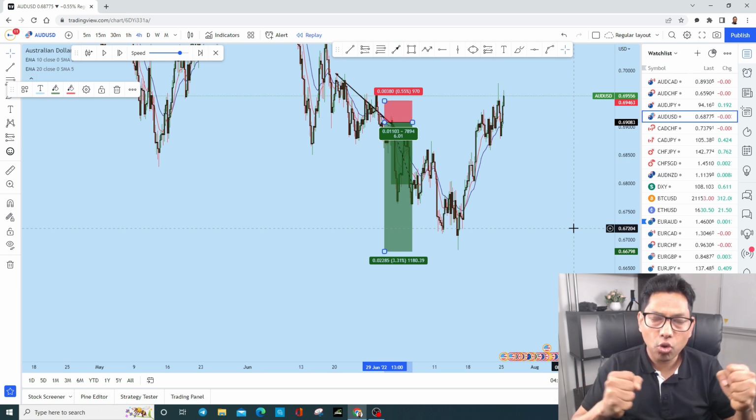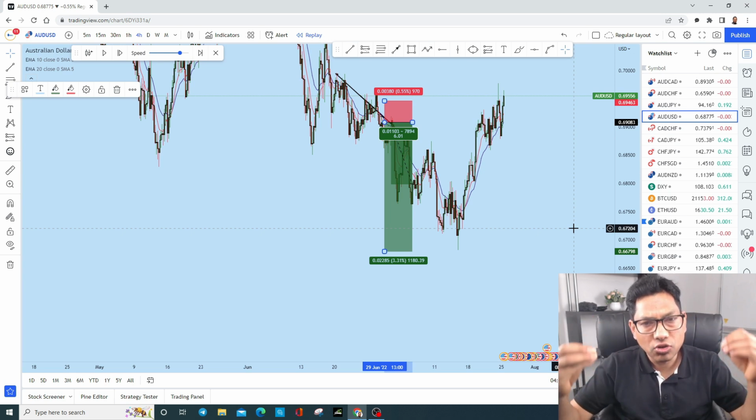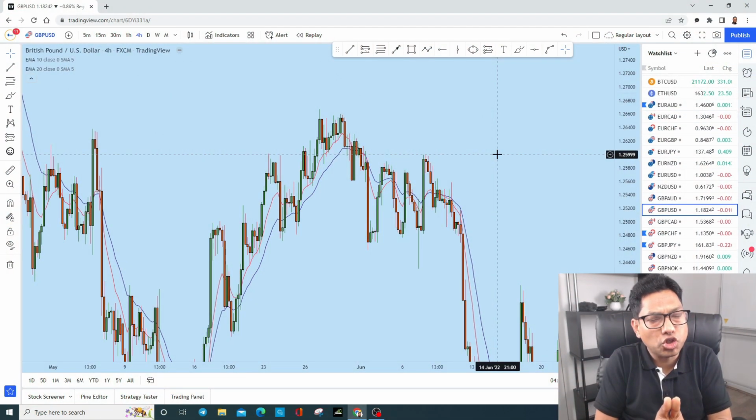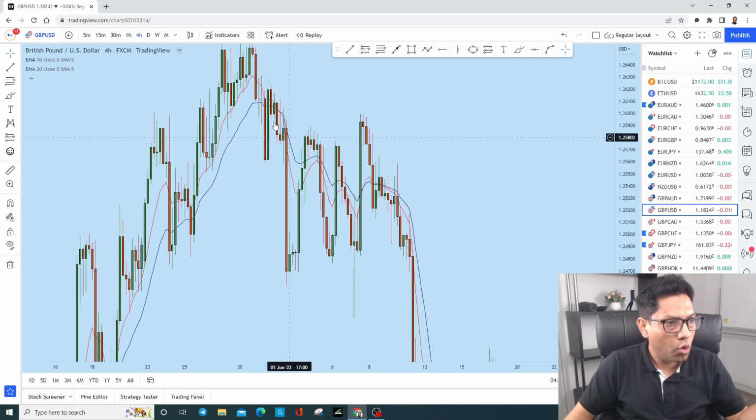Let's jump on to more examples so that you can understand this concept and apply it in your trading today to make profit from the market. Okay guys, so let's see the same example on British pound US dollar. You can see that the price was creating this downward move here.